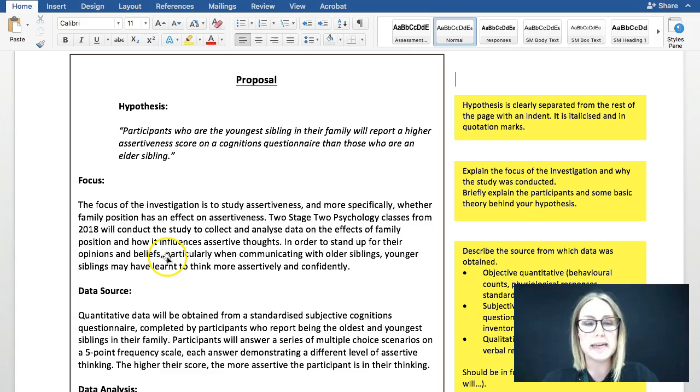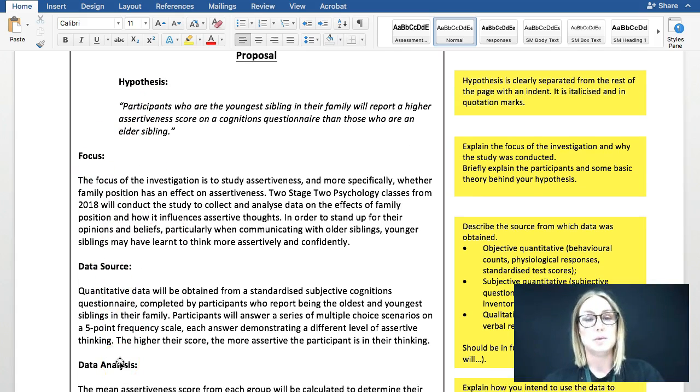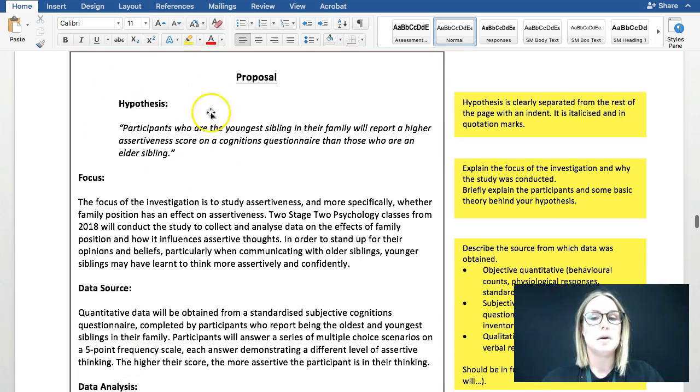So layout-wise, we have proposal in nice big title. It's on its own page, and we've got really clear subheadings here. These do not count towards your word count. And the hypothesis is really clearly separated from the rest of the text. So it's indented, it's in italics and quotation marks.